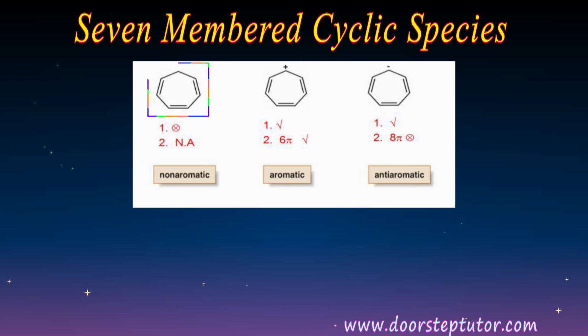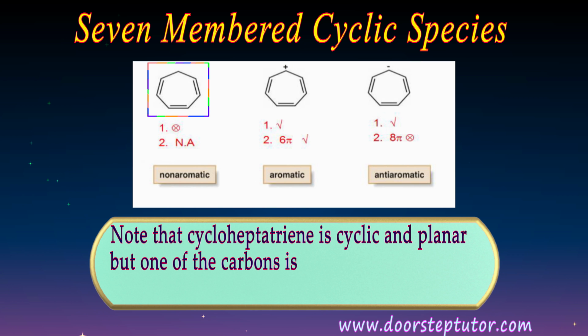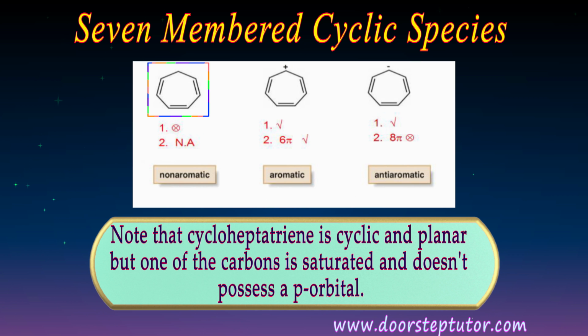So here this cycloheptatriene is cyclic and planar, but one of the carbons is saturated, this one is saturated, and it does not possess a p orbital. So here we have seen the aromaticity of seven-membered cyclic species.